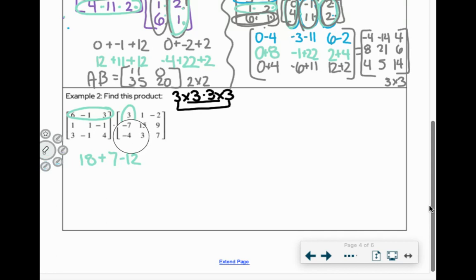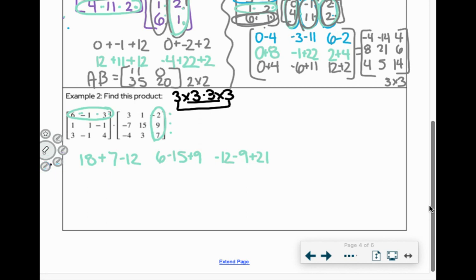Okay, then switching, first row, but now second column. 6 times 1, 6. Negative 1 times 15, negative 15. 3 times 3, 9. Next column. 6 times negative 2, negative 12. Negative 1 times 9, negative 9. 3 times 7, 21.